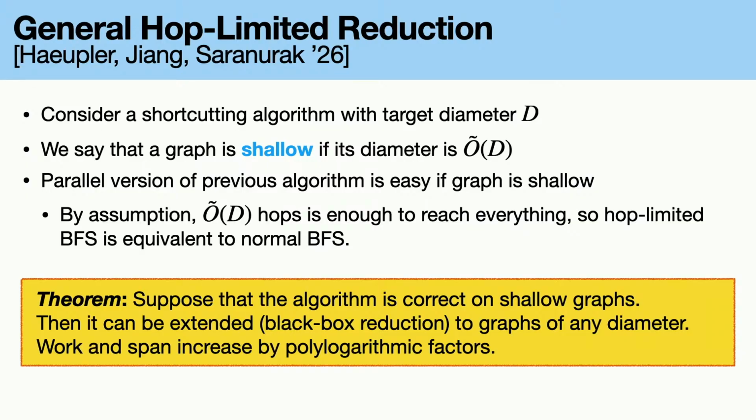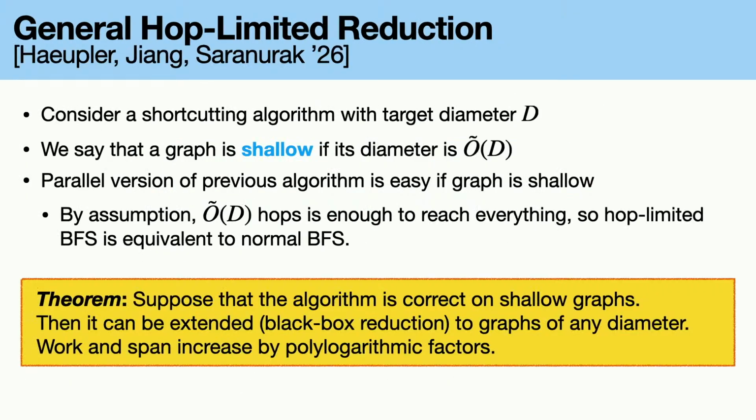So this theorem says if the algorithm's correct on shallow graphs, then there's a black box reduction that makes it work on graphs that are not shallow. Okay, so this means I don't have to do all the cruft that I did in my previous paper, which was like twice as long as the sequential algorithm to do the parallel algorithm, with no interesting parallel techniques, just dealing with the fact that you're truncating the breadth first search. Okay, so I'll give you an idea of how this works on the next couple of slides.